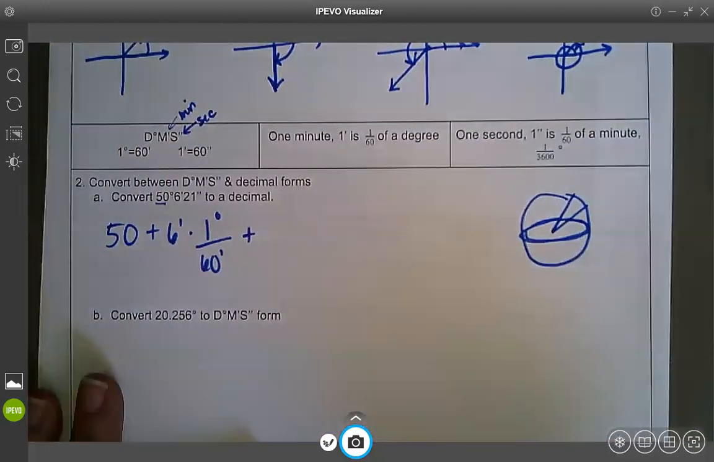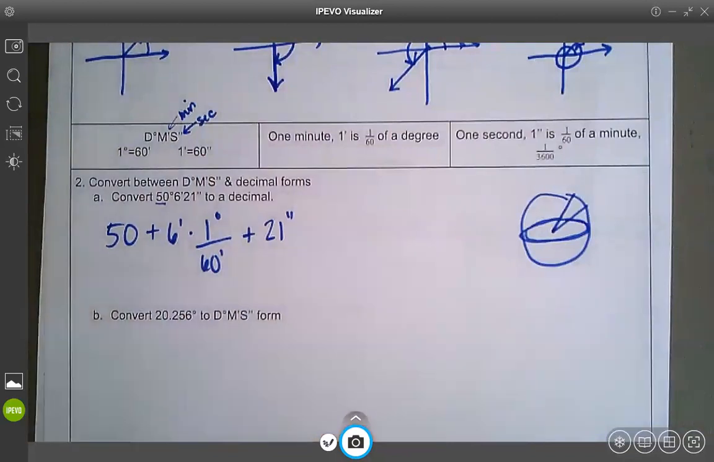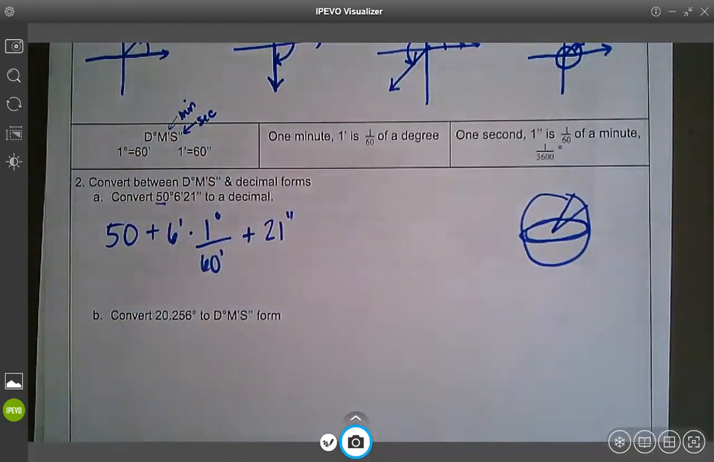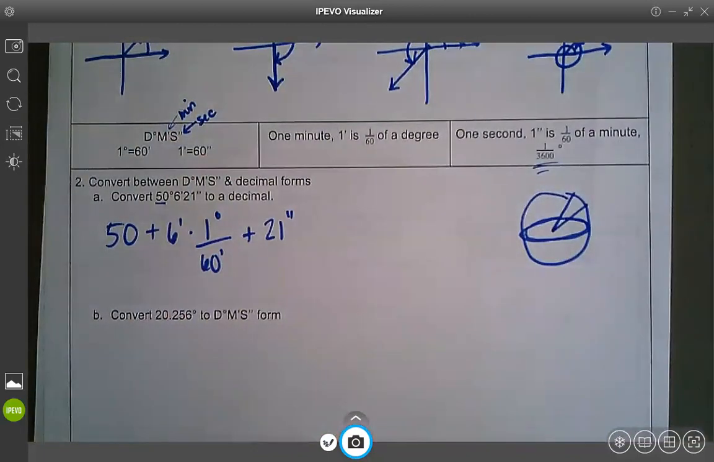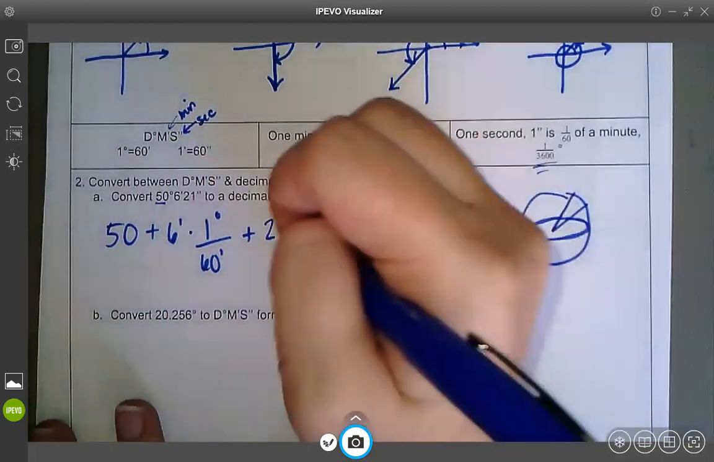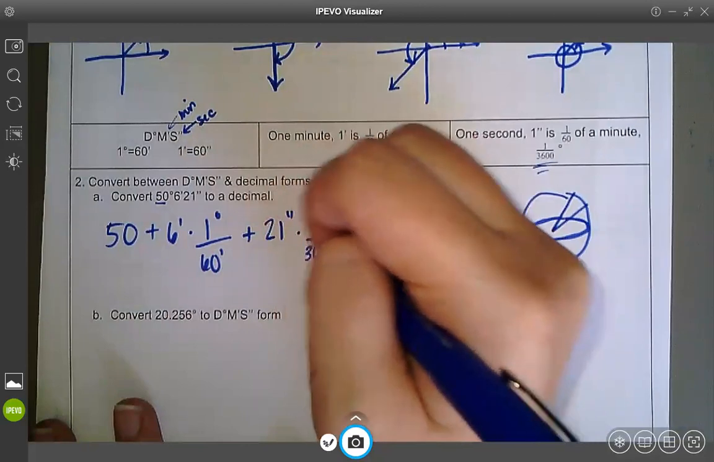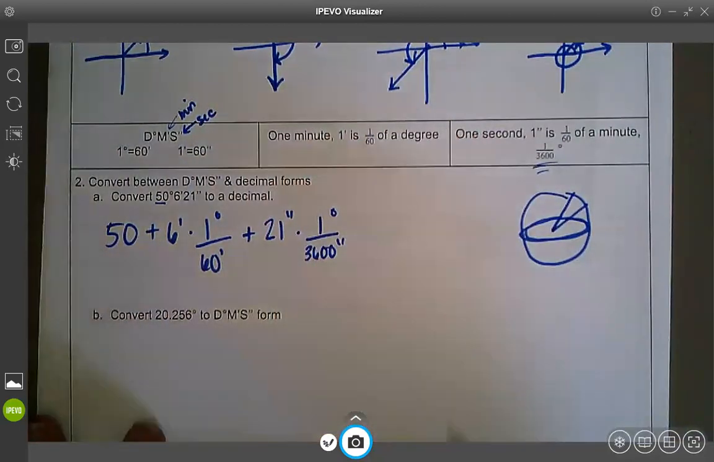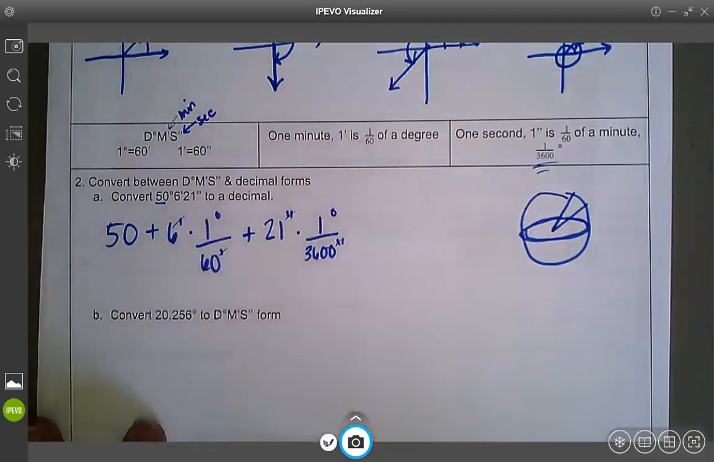And then my seconds, I'm going to do the same thing, except to get seconds in a degree, I have 3,600 seconds in a degree. So 3,600 seconds in a degree means I'm dividing this by 3,600. Your minutes can cancel there, your seconds can cancel, and everything is now in degrees.